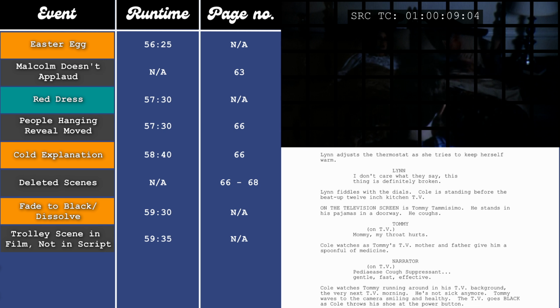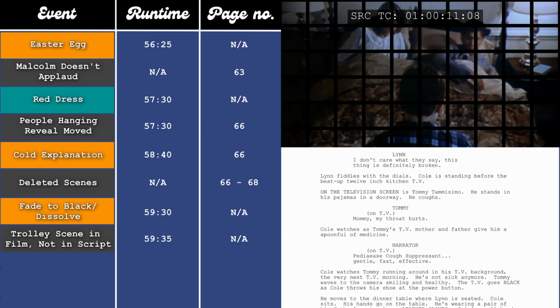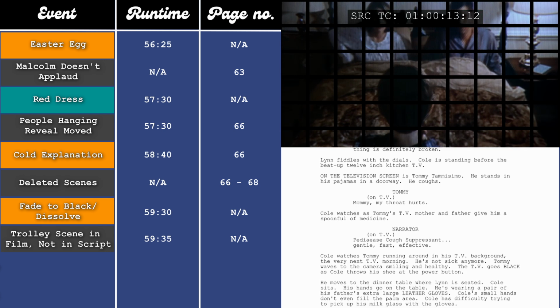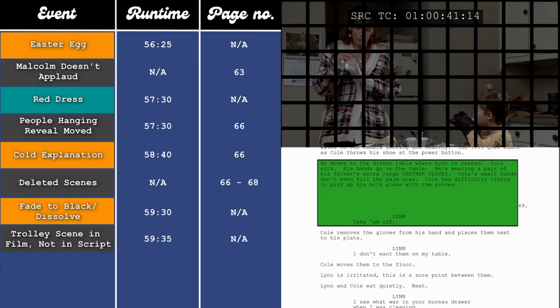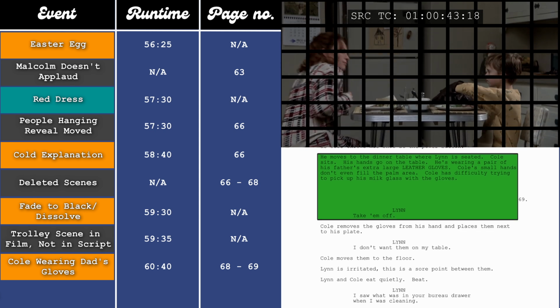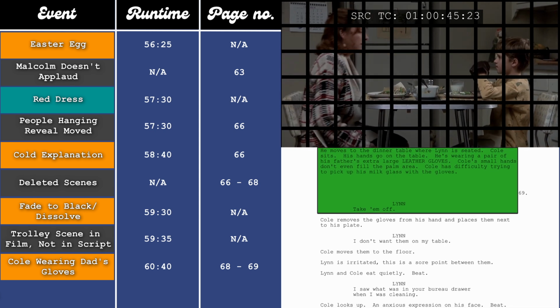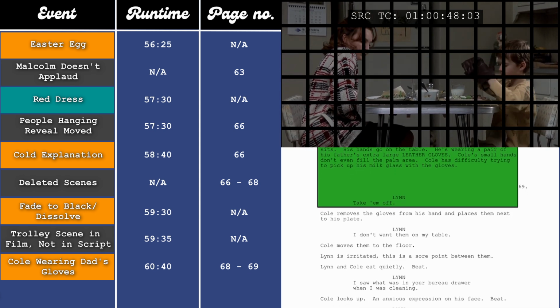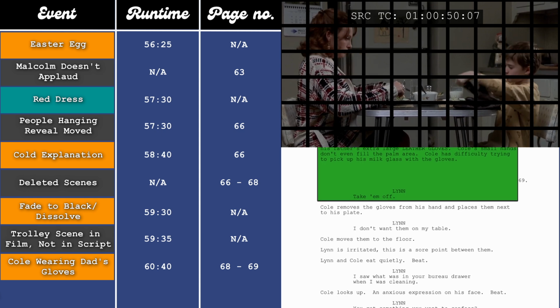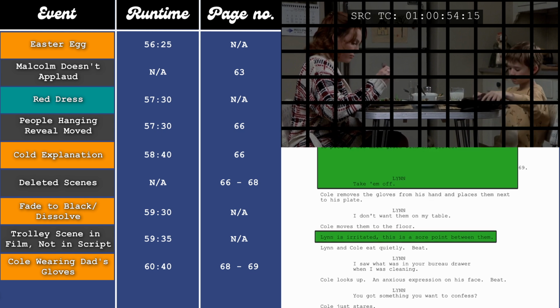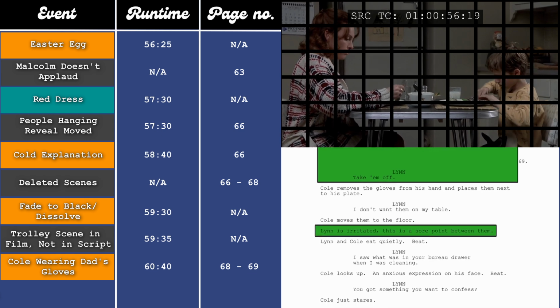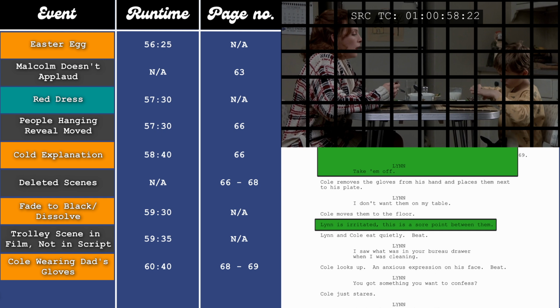So the scene that starts with the child actor on TV at the 60-minute and 40-second mark, which is page 69 in the script, we see Cole wearing his dad's gloves, and Lynn tells him to take them off. This is just another sign of the vacant dad. There's a little descriptor line in the script about this, which reads, "Lynn is irritated. This is a sore spot between them," which suggests that Lynn doesn't like seeing Cole wearing her ex's clothes, but Cole continues to do so.